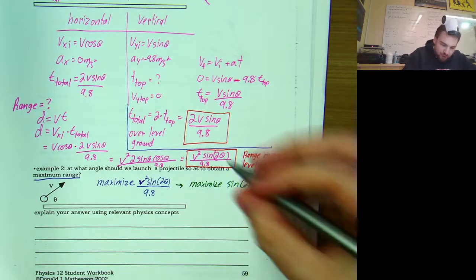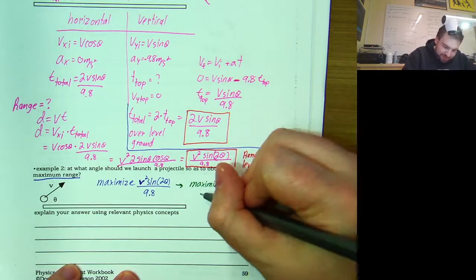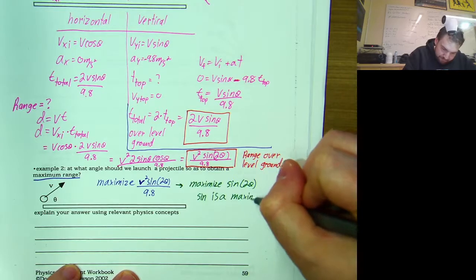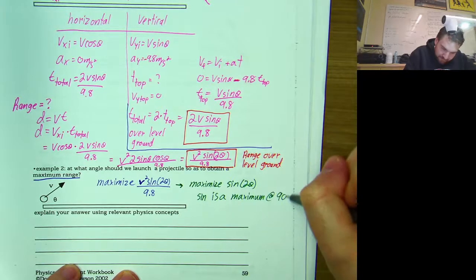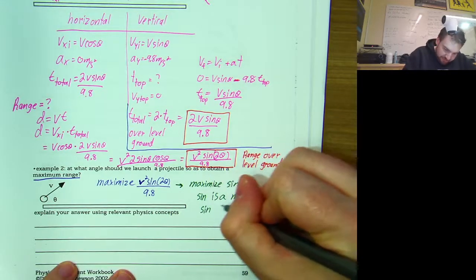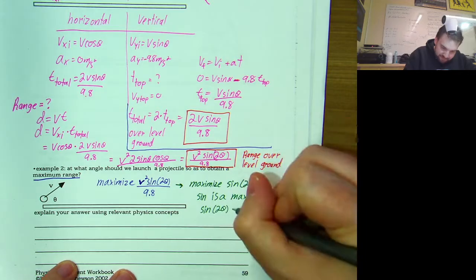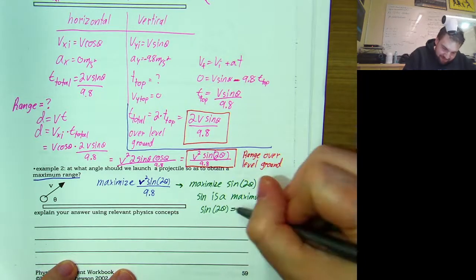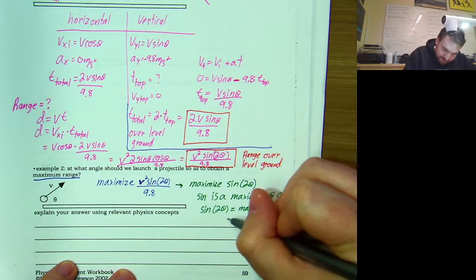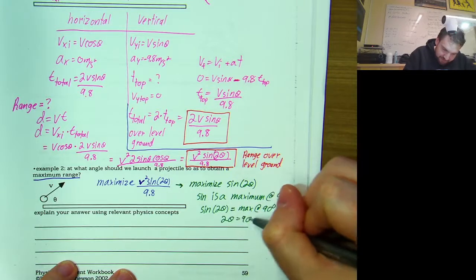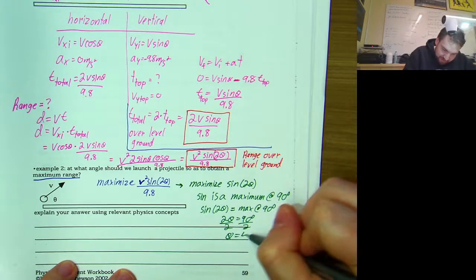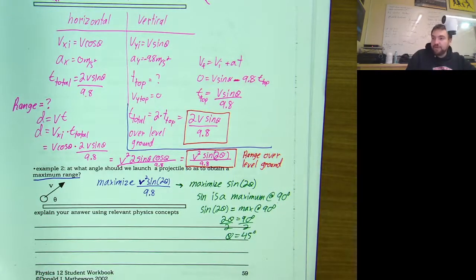Well, what do we know? Based on the trig you looked at in pre-calc 12, we know that sine is a maximum at 90 degrees. So sine of 2 theta is going to be a max at 90 degrees. So if you want 2 theta equals 90 degrees, divide by 2, divide by 2, we are going to maximize this thing at theta equals 45 degrees.